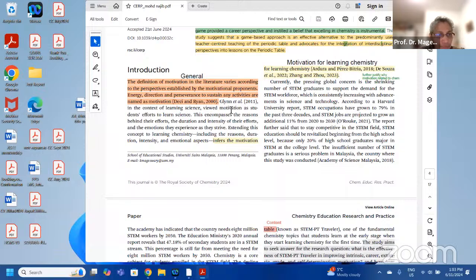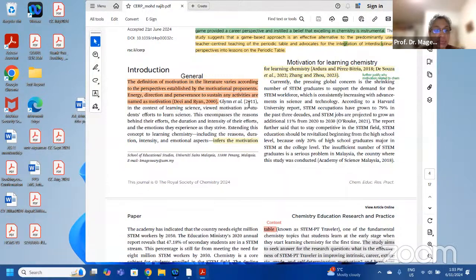Okay, what is motivation? If you are writing something, you have to write what is the variable that you are measuring. So in this case, I started very general. According to Deci and Ryan, motivation is this. But a very general definition might not be appropriate. Then you need to narrow down because there are so many views of motivation. Some people say motivation is this, another person says motivation is that. Different views about motivation. Then I used Glynn.